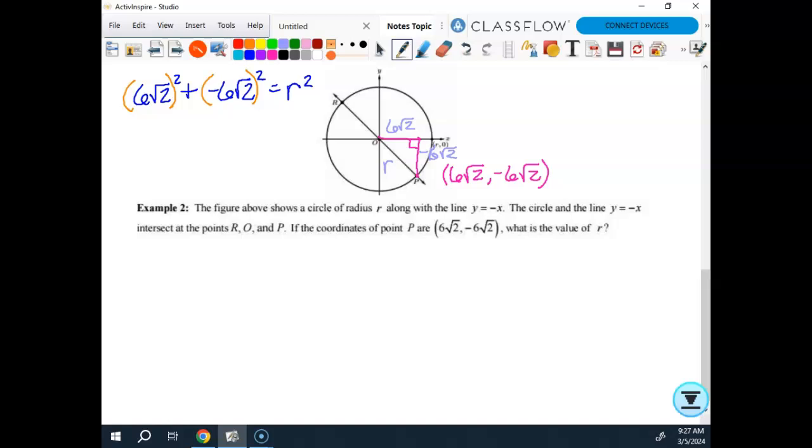Then when I square 6 square root of 2, what do I get? I get 36 times 2, which is 72, plus 36 times 2, which is 72. R squared equals 144. R is just a positive 12 because the radius is always positive. Okay? We okay with that? What questions you got?